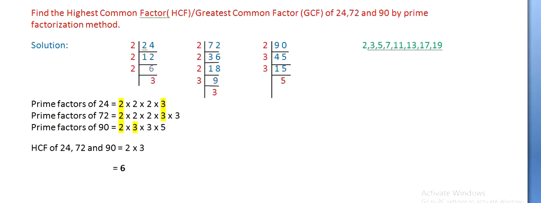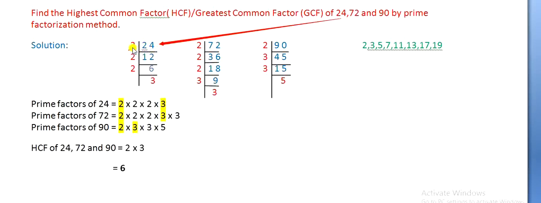So first we will take this number 24, we will write like this, 24 like this, and we will draw the straight lines. And we know the prime numbers less than 20, those are 2, 3, 5, 7, 11, 13, 17 and 19. So we know that this 24 is an even and a composite number. It is divisible by 2. We wrote 2 here.